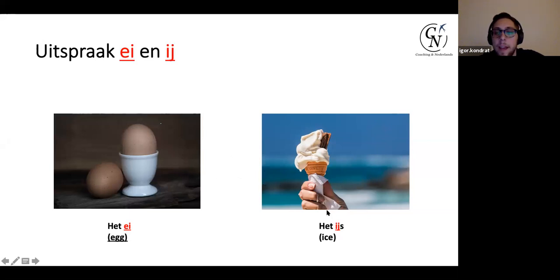Then we have het ijs. It's the ice cream or just ice in general. So we can also say het ijs smaakt lekker. So it tastes nice. Or you can say het ijs is lekker. It doesn't really matter. So we have het ij and het ijs. And you pronounce both like I, like when you burn your hand in the kitchen. Like I and ice.